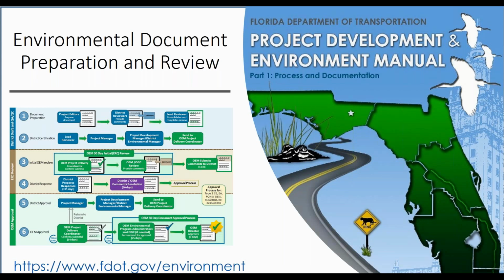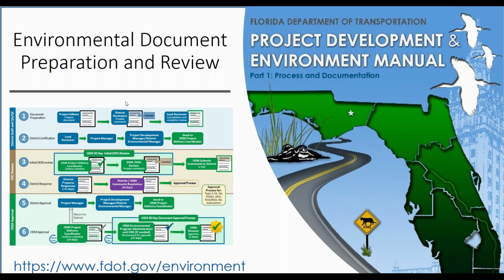First and foremost is the PD&E manual. Part 1 provides information on process and documentation, and Part 2 goes into more detail on specific environmental topics and analysis procedures. The PD&E manual is FDOT's procedure for complying with the National Environmental Policy Act, or NEPA. Throughout the manual, there are sprinklings of the OEM review and document approval process, but another quick reference available to you is on the OEM website.